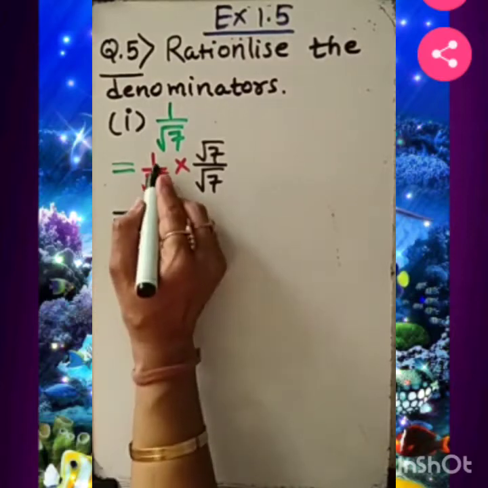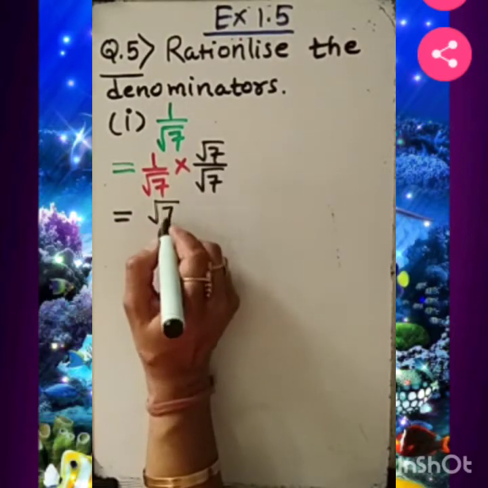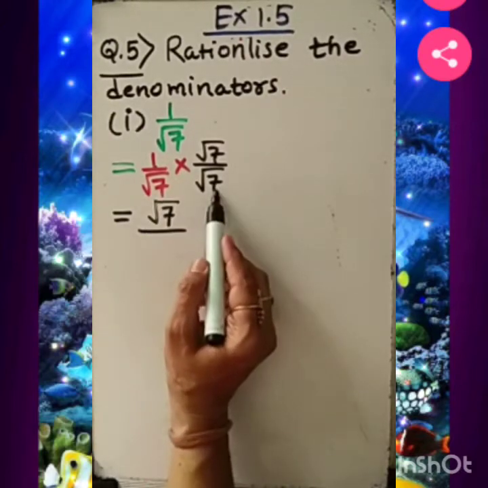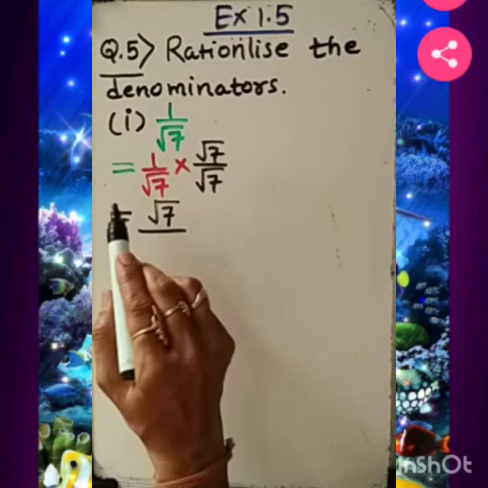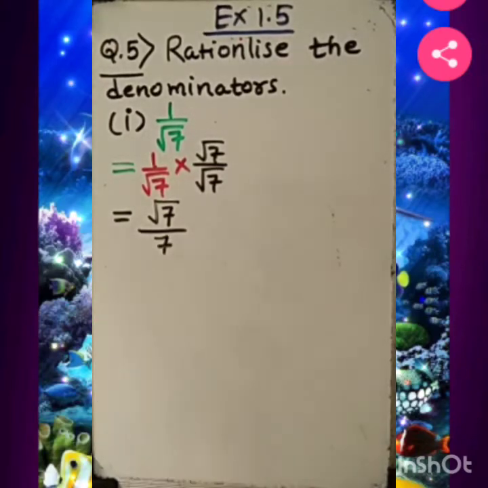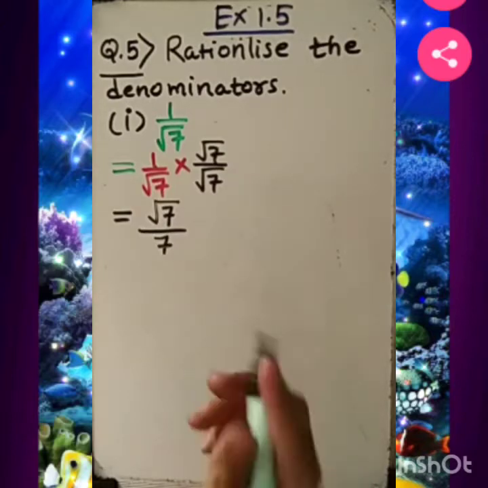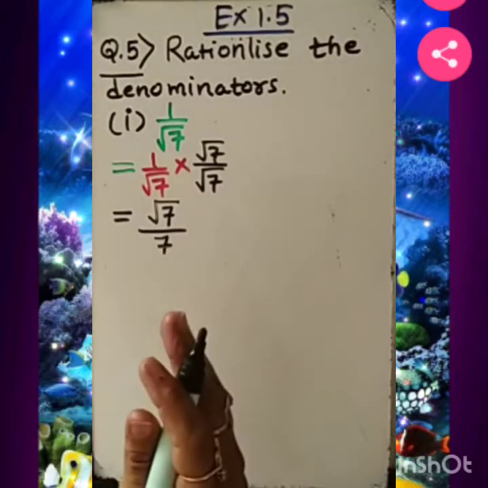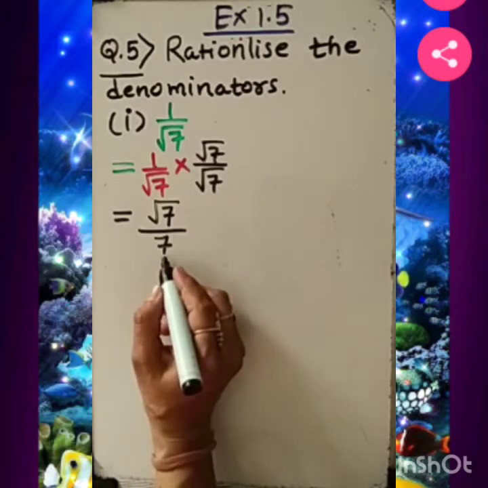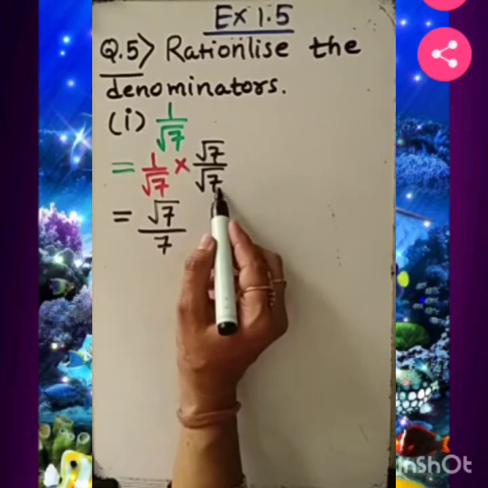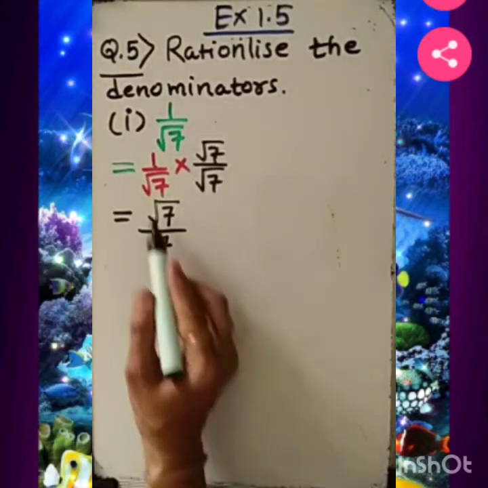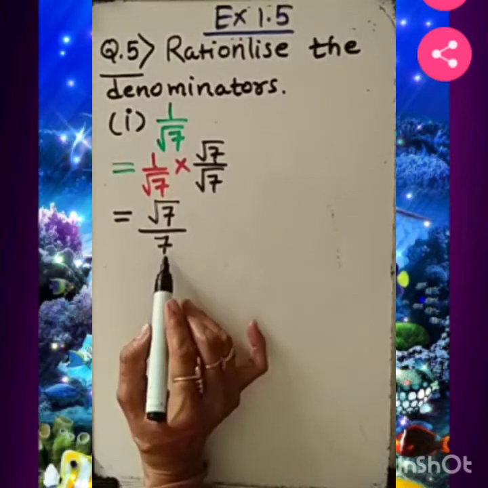Now, 1 into root 7 is root 7. As you know, in the previous question we did root 7 into root 7, so it will be root under root 49. Under root 49 means it is a perfect square of 7, we know. 49 is a perfect square of 7. So finally, it will be 7. Whenever the same number is given in the square root, both the numbers, the square root will be removed. Simply remember that it will be 7.